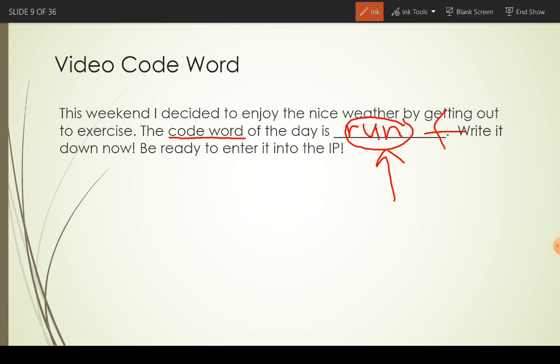Now, today, obviously I put the code word at the very beginning of the PowerPoint, okay? That's only because this is the first day that I'm doing this and I want you to have a good idea of what the video code word might look like, okay? But moving forward, it won't be the first slide. It will just be somewhere mixed in with the practice problem somewhere within the video, okay? So make sure you pay special attention to that.